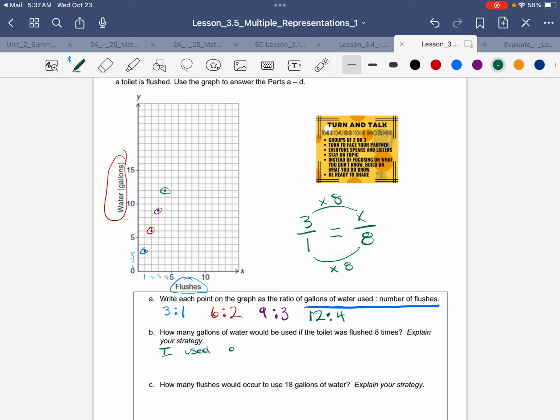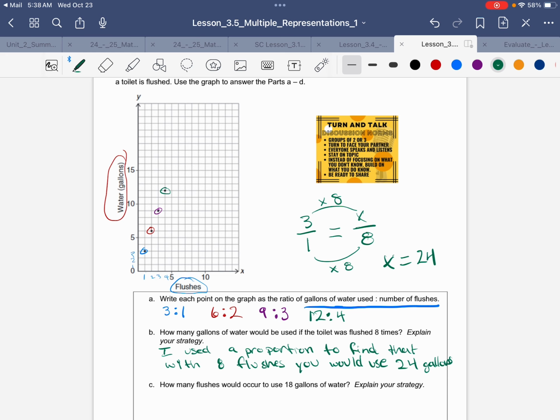I used a proportion to find, with 8 flushes, you would use 24 gallons. So again, we did our times 8 as our scale factor.